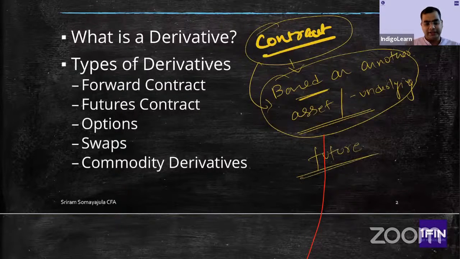Wherein you will agree to buy something, or you may agree to sell something, or you may agree to do something with respect to this asset at a future date. You are entering into a contract today. Okay, so that is the first part.